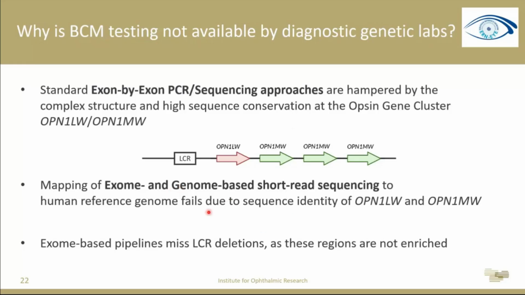Then, of course, the exome and genome-based short-read sequencing technologies evolved, and people, of course, had high hopes that mapping would allow that BCM is tested in diagnostic labs. But again, this high sequence identity results in the situation that the short reads are not mapped correctly to the OPN1LW or MW gene. And in addition, many labs work with exome-based pipelines, and the locus control region, which is deleted in a large portion of patients, is not enriched by the exome-based approaches.